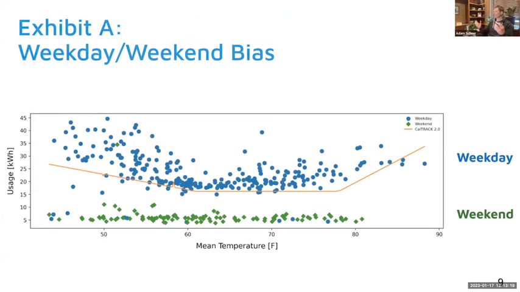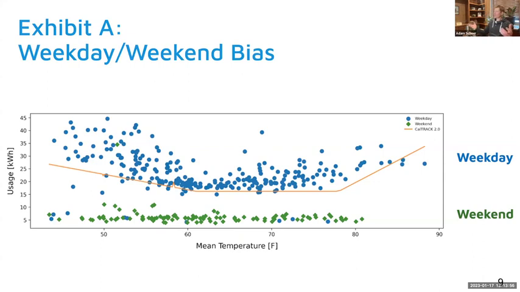So this is a graph that shows an electric meter, and again, we have 365 data points on this graph. Again, the x-axis is temperature, the y-axis is consumption, and every blue data point, the circles, is a weekday, and every green data point is a weekend. I think it's pretty clear that the CalTrack model itself, which is the orange line, is doing its best to strike a balance between the weekdays and the weekends, but it's really never doing a good job of fitting either.